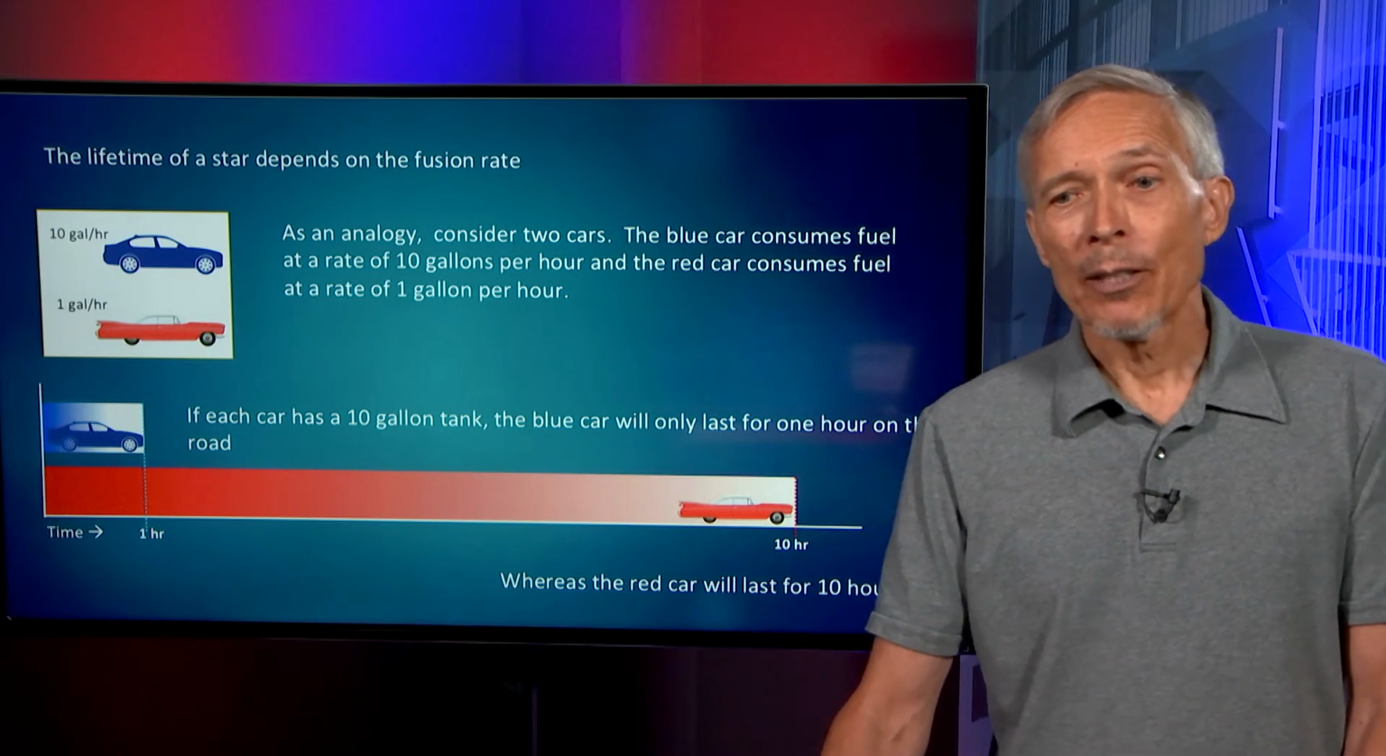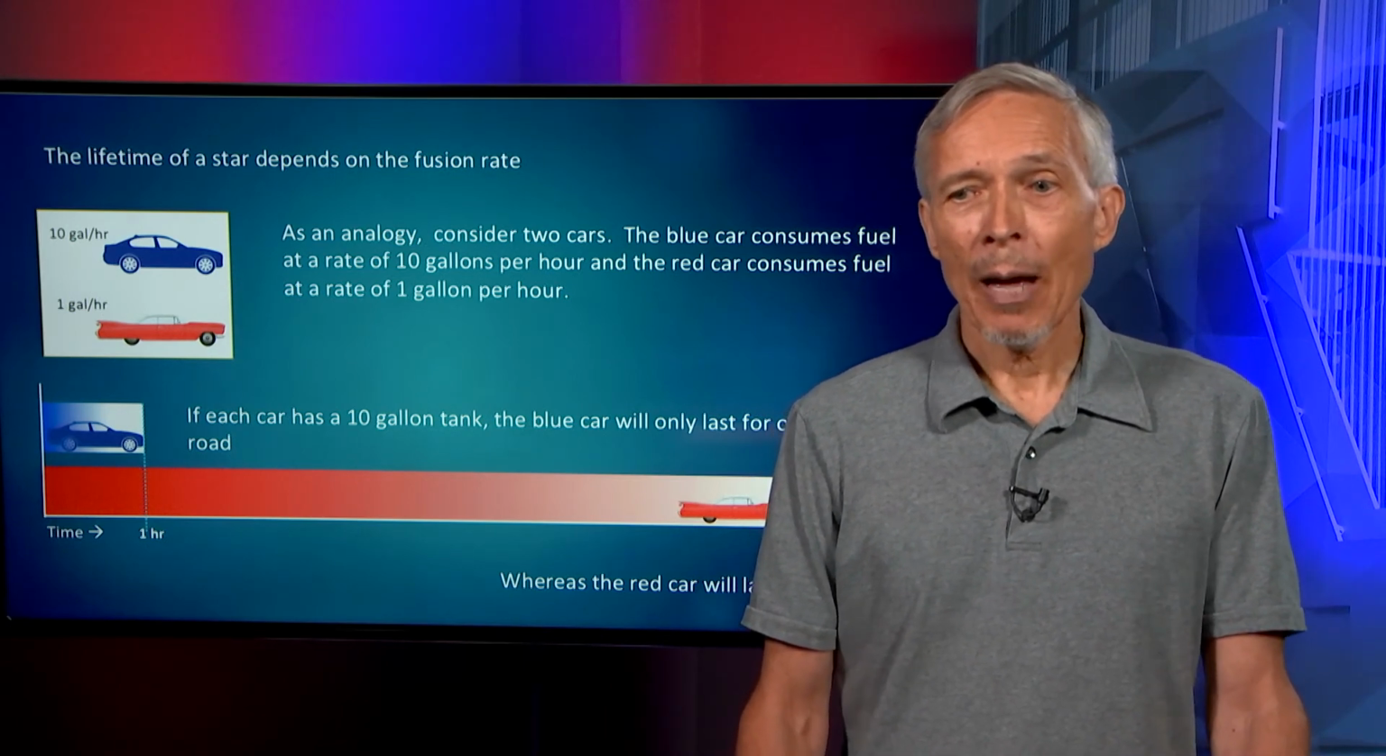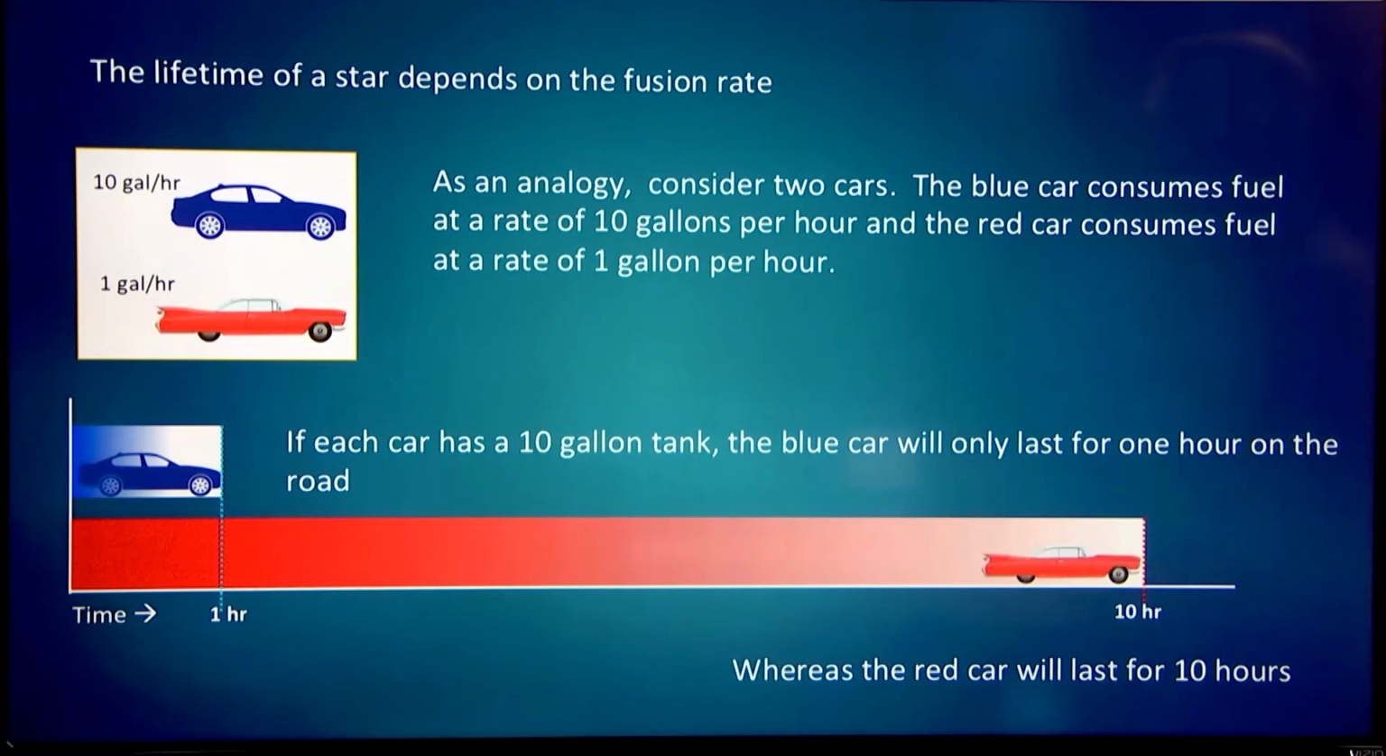So the lifetime depends on the fusion rate, and we can use the analogy of fuel tanks and imagine 2 cars, one that's fairly fuel efficient and one that's fuel inefficient. The blue car, the efficient car, consumes fuel at a rate of 10 gallons per hour, and the red car consumes fuel at a rate of 1 gallon per hour. If each car had the same size fuel tank, the blue car will only last or live or travel for 1 hour on the road, or a 10th amount of time as the red car.